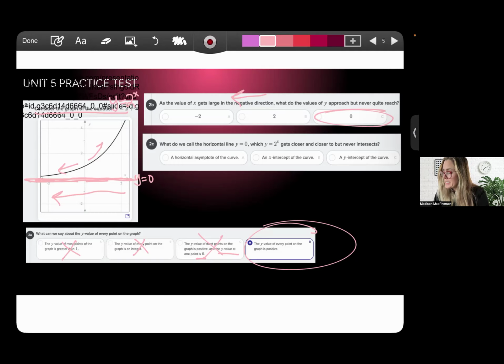Okay, 2C says, what do we call the horizontal line y equals 0, where y equals 2 to the power of x gets closer and closer? So they're saying, what is this line? Is it an x-intercept? No. Is it a y-intercept? No. It is the horizontal asymptote of the curve.